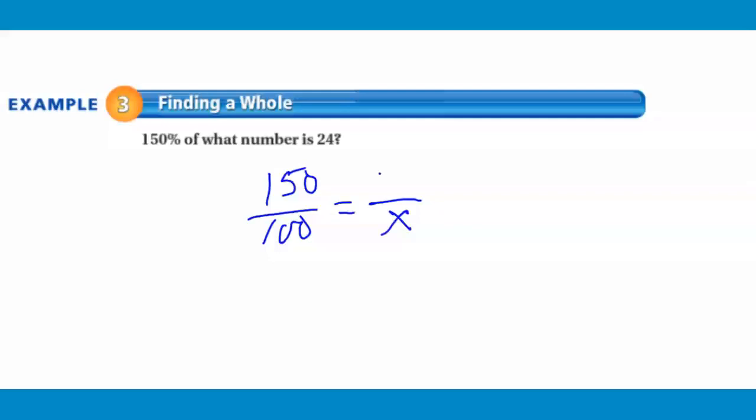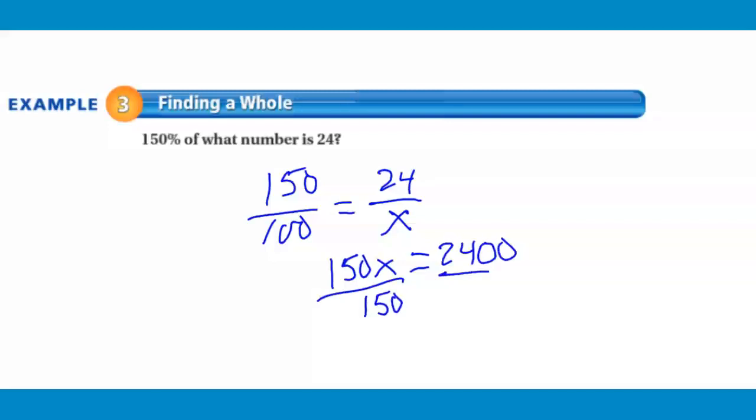Is usually gives away the part. So 24 is only part of some other number. So here's my proportion, my cross products. When I cross multiply, 150 times x is 150x. And this equals 2,400. 100 times 24 is 2,400. So now divide by 150. Divide by 150. And you get x equals, and I'm going to use my calculator for that.